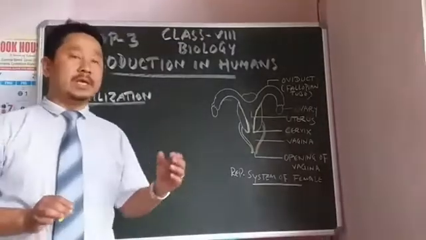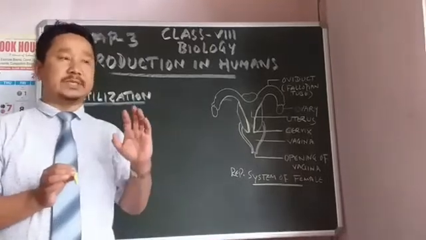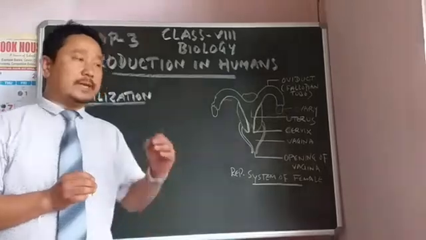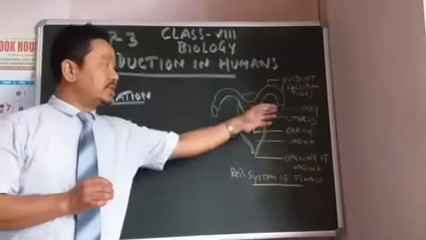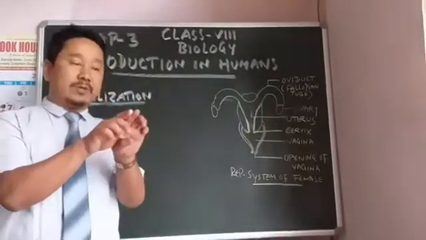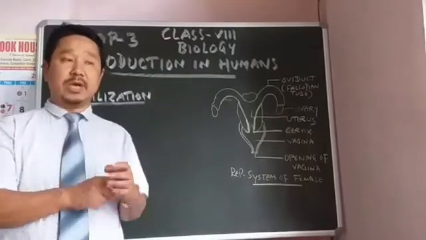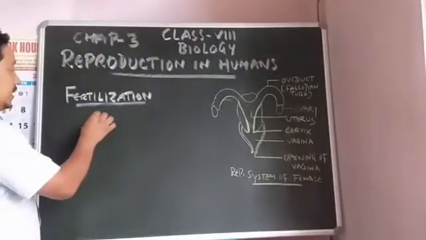That means when the testes of the male reproductive system produce sperm, and the ovary of the female reproductive system produces egg, then what happens? If they happen to fuse together, they will form something which is called zygote. That phenomenon is called fertilization. Let me write it here now.